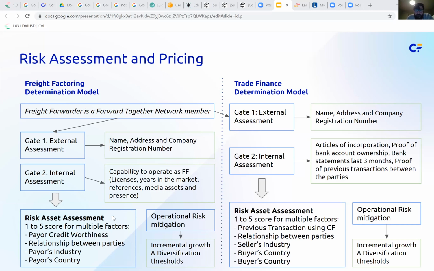And we ask for bank statements, especially now post-COVID. You can see that years of credit have been wiped in minutes. So it's important just to see what is happening on their side. And proof of previous transactions between the parties, if that's something that exists.